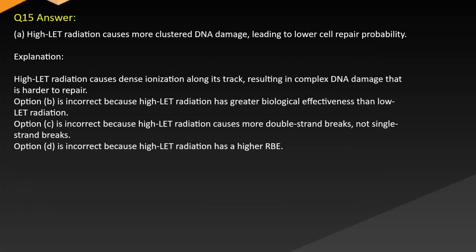Answer: A. High-LET radiation causes more clustered DNA damage, leading to lower cell repair probability. Explanation: High-LET radiation causes dense ionization along its track, resulting in complex DNA damage that is harder to repair. Option B is incorrect because high-LET radiation has greater biological effectiveness than low-LET radiation. Option C is incorrect because high-LET radiation causes more double-strand breaks, not single-strand breaks. Option D is incorrect because high-LET radiation has a higher RBE.